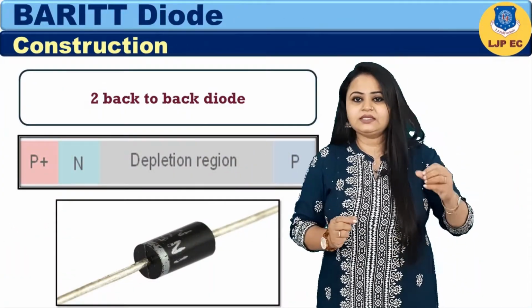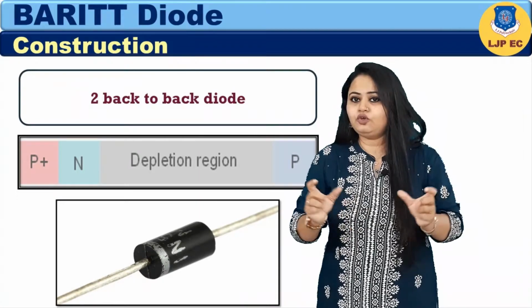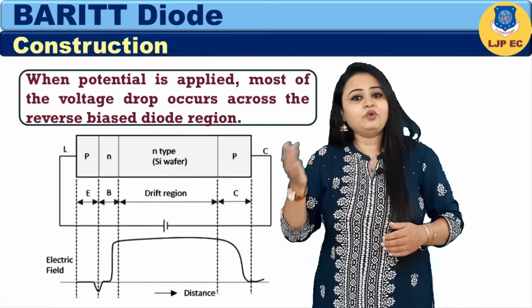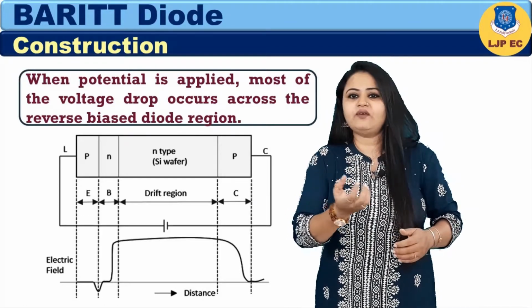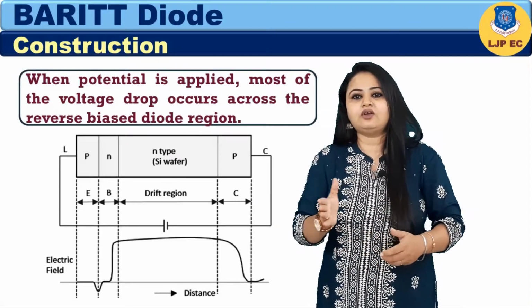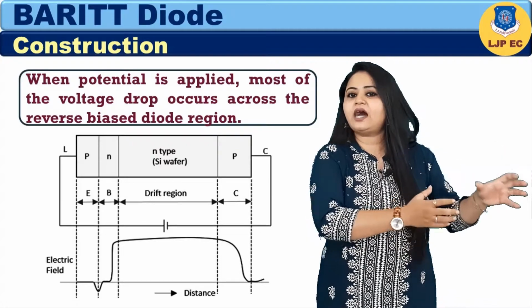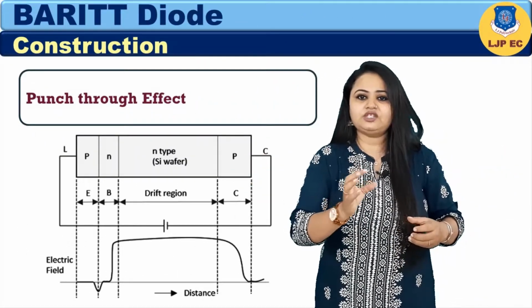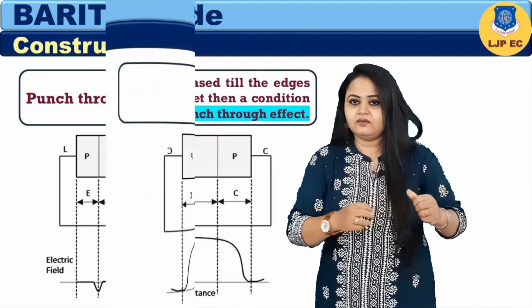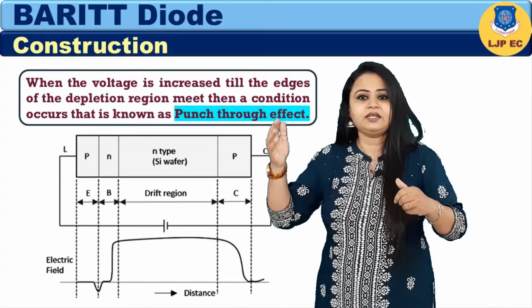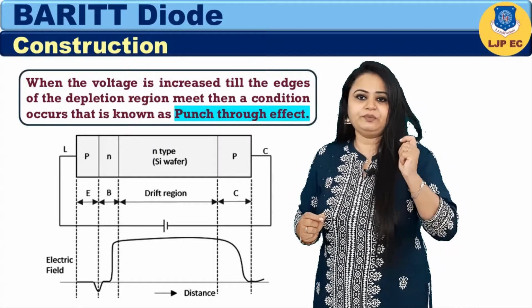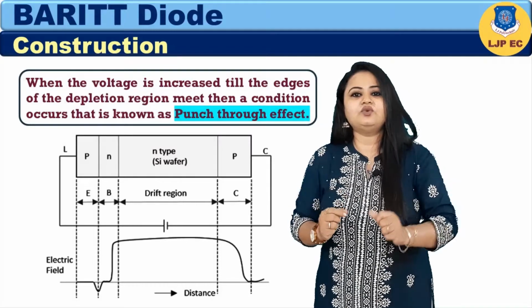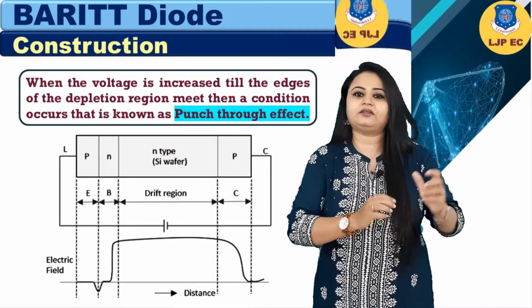Barrett diode consists of two back-to-back diodes in its construction. So when potential is applied, most of the voltage drop occurs across the reverse bias diode region. Barrett diode operation is based on punch-through effect, which is when voltage is increased till the edges of the depletion region meet, then the condition that occurs is known as punch-through effect.